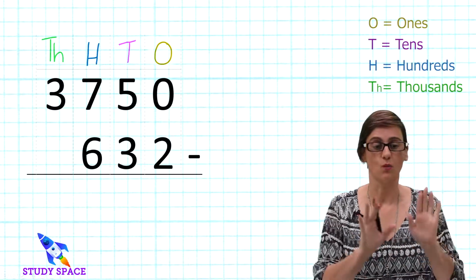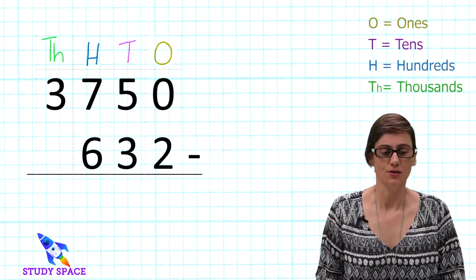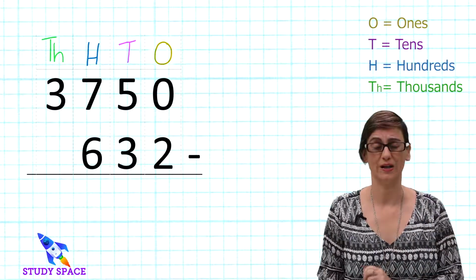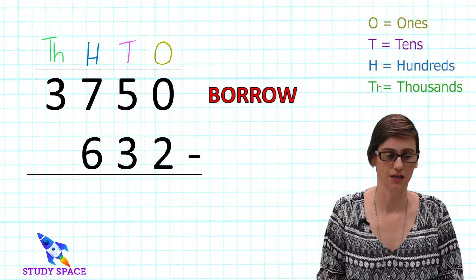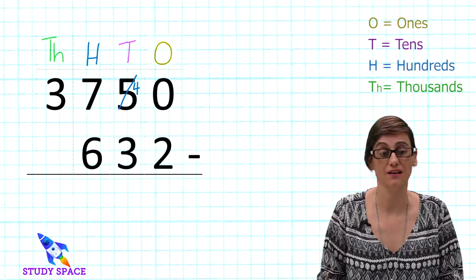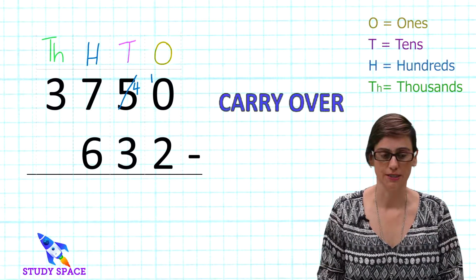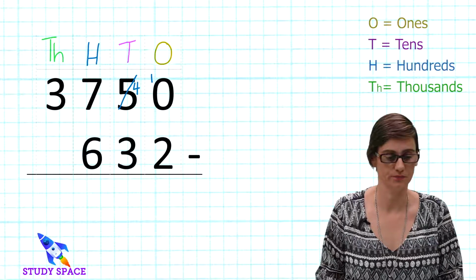Okay, so one column at a time, boys and girls, so starting with the ones. So 0 take away 2. 0 take away 2? Can't do. So I need to borrow. So I need to go back. I need to go over to the tens and I'll cross this 5 out and it becomes a 4. And then I take the 1 back and I carry it back over to the ones. So now my question is 10 take away 2, which is 8.